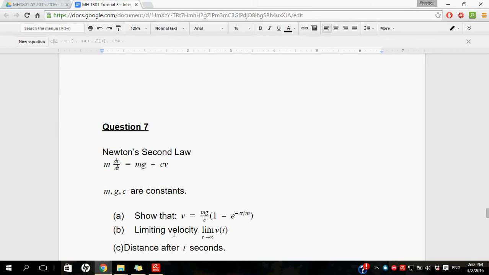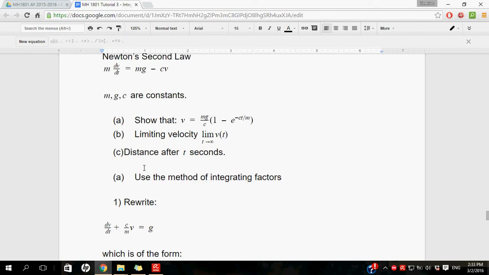We need to find a formula for the velocity. We need to show this formula. Then we need to find the limiting velocity, which is taken as a function of time. We want to see what happens when we take the limit as t goes to infinity. Finally, we want to obtain a formula for distance in terms of time, so distance x(t) after t seconds.